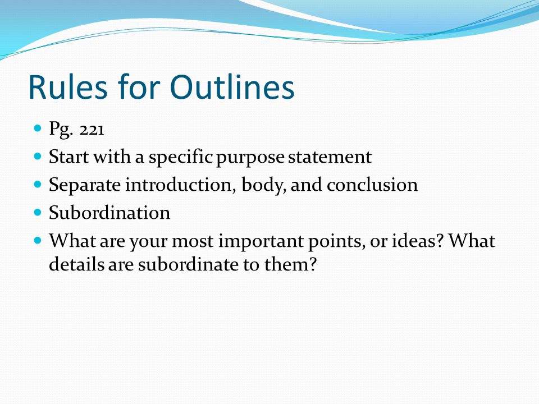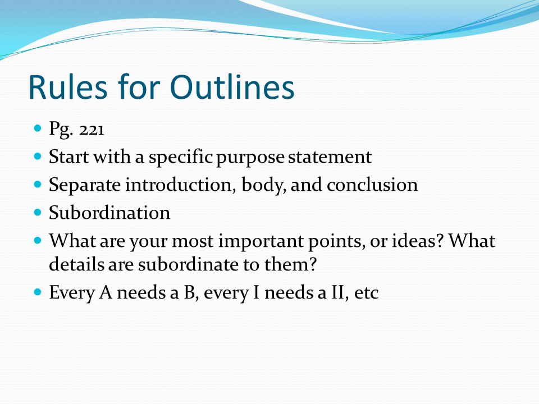So what are your most important ideas, and then what is subordinate to them? When you're using subordination, every A needs a B, every 1 needs a 2, etc. If you only have an A, then you're not doing any subdividing, and you should just back that up to the previous point in your outline. Anytime you go from a big letter to a smaller one, you're dividing, and there's no point in dividing things into one part.